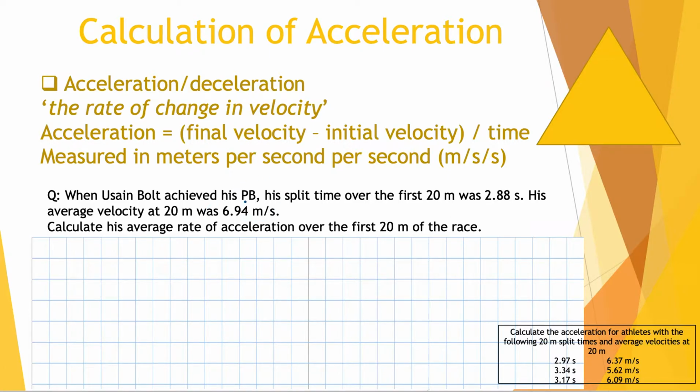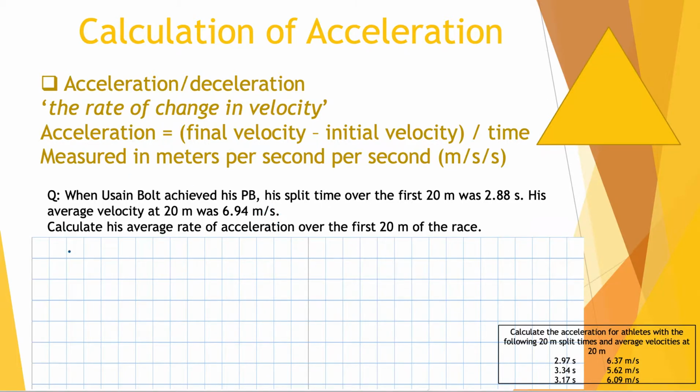So when Usain Bolt achieved his personal best, his split time over the first 20 metres was 2.88 seconds. The split time is how long it took for that period of the race. So they might give you 20 metre sprints for 100 metre, in which case it would give you the time taken to run the first 20 metres, then the second 20 metres, then the third 20 metres, or it might be 10 metre split times. But a split time essentially is how long it took you to do that portion of the race itself. So his average velocity when he reached that 20 metre mark was 6.94 metres per second. Calculate his average rate of acceleration.